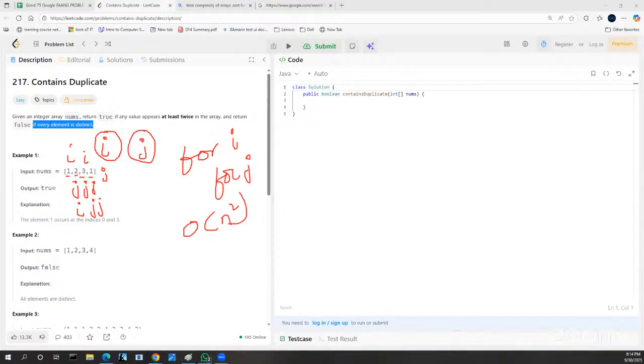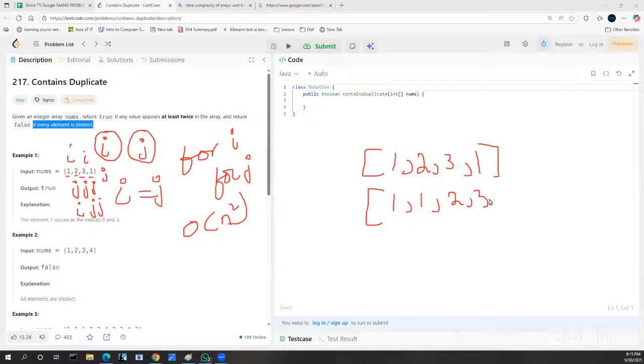So a smarter way to do this, I mean, still we'll be using O of n square. The complexity would still be O of n square. But another way to not check at every step whether i is equal to j, we can also sort this array. In case you have 1, 2, 3, 1, you can sort this array in ascending order, you have 1, 1, 2, 3.